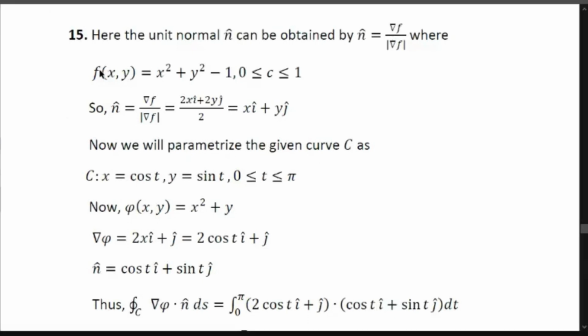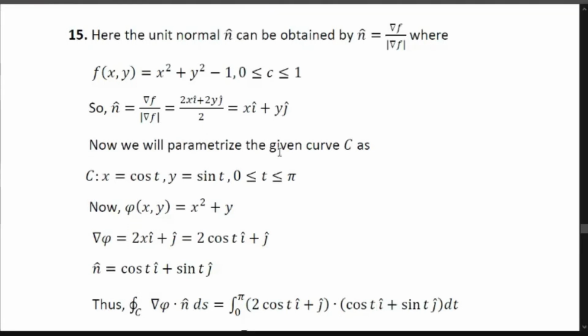Here the given curve is f(x, y), the boundary of the unit disk. So f(x, y) = x² + y² − 1. The unit normal outward to the surface will be ∇f by |∇f|. So ∇f is 2x i + 2y j, and |∇f| is just 2, which gives x i + y j. So this is the value of n here.